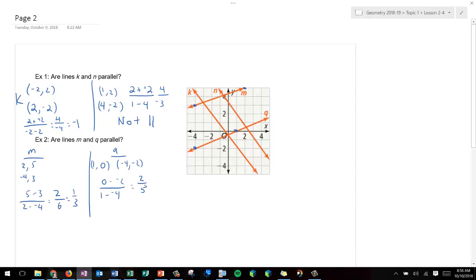All right, welcome back in. As we can see here, when I worked through line M, I had (2, 5) and (-4, 3), and it gave me a slope of 1/3. When I did this for line Q, I had a slope of 2/5. So those are not going to be parallel either. They have to be exactly the same. One thing to point out is that if you do have 2 over 6, you have to simplify it down to its smallest fraction to make sure.